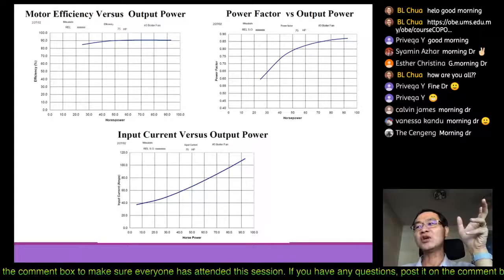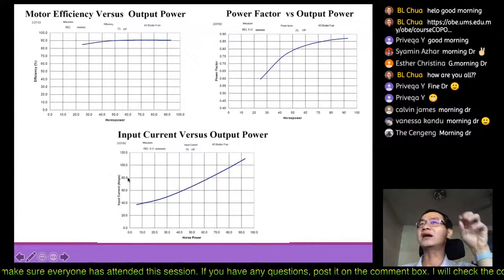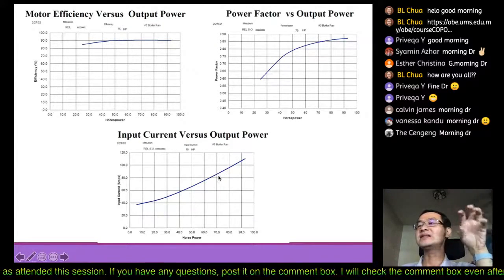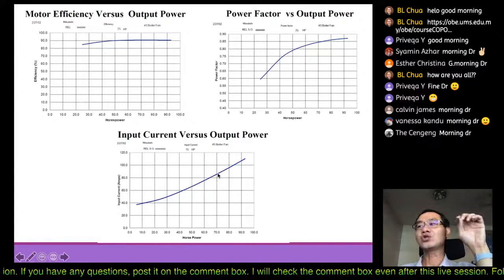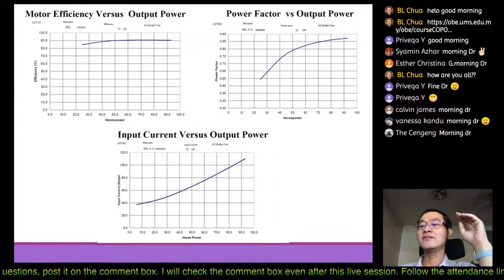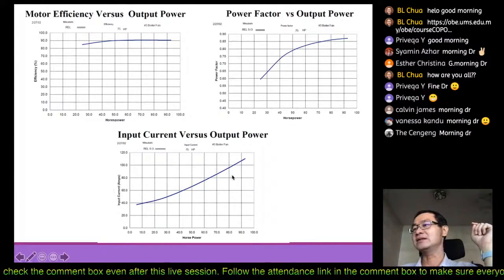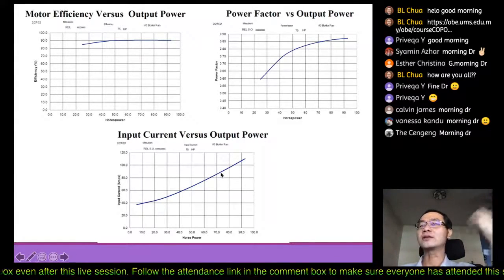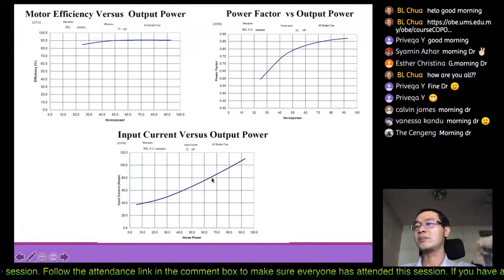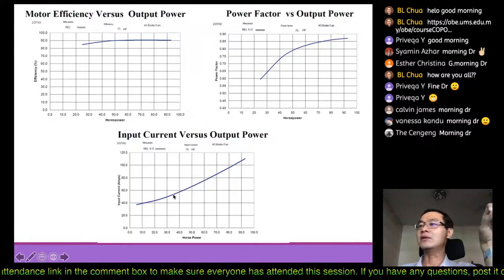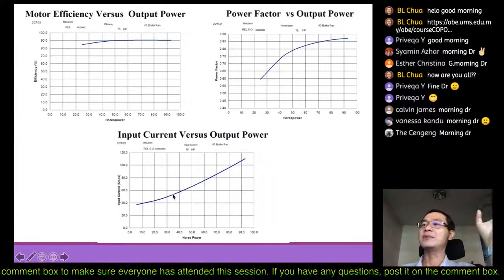Usually we don't specify the amount of current that it intakes. But this is an indicator whether the motor is working properly or not. Usually there will be a very stable current input drawing from the socket. If it drops, it means there is a problem. The load or the fan may be loose.